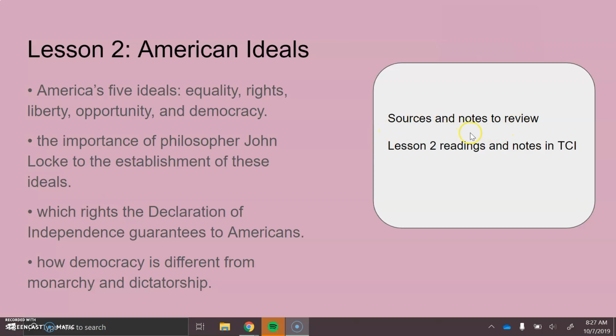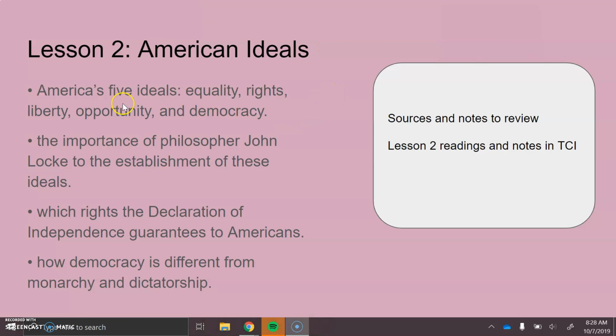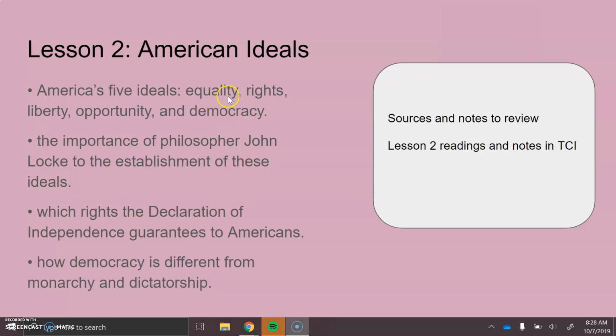Some sources and notes for you to review are really just the lesson 2 readings and the notes that you've taken in TCI. So you could take your note card and fill out some information on here. Make sure that when you come down to take the test, you can speak on these 4 topics here. When talking about length, I wouldn't quite say that each of these needs to be a paragraph, but pretty close. You want to include enough detail and examples from the text and our lessons when you're answering these questions.